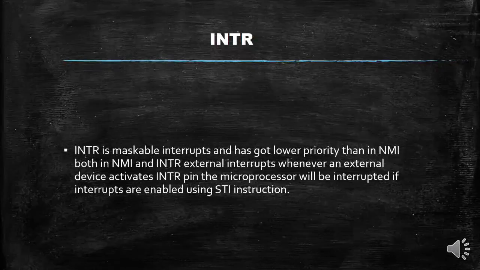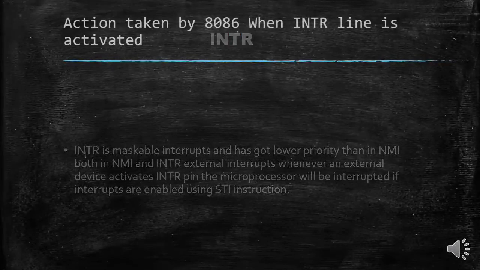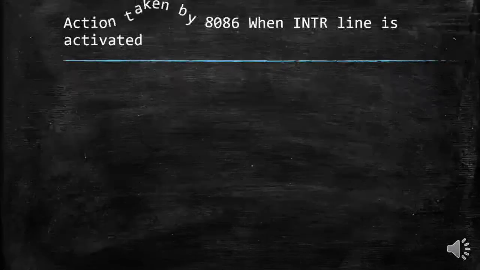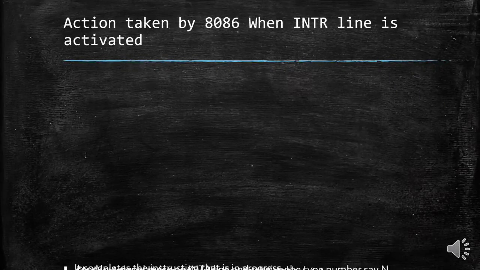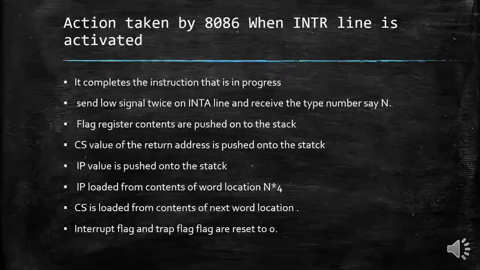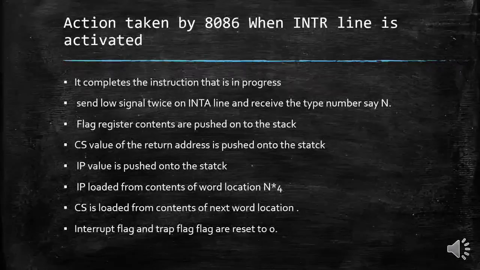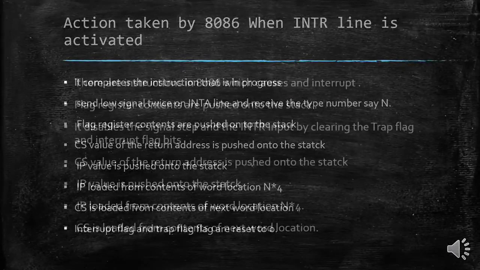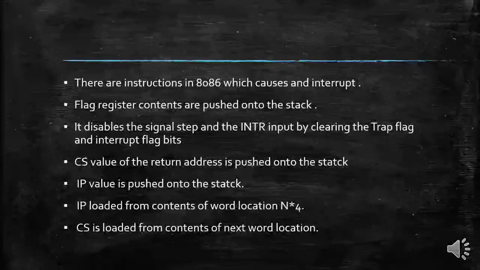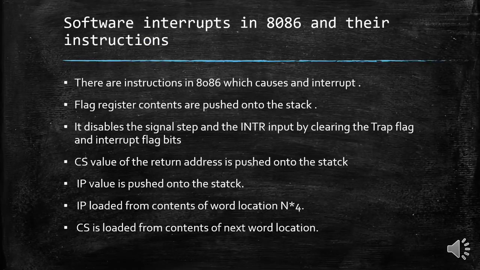IP loaded from contents of word location N into 4. CS is loaded from contents of next word location. Interrupt flag and trap flag are reset to 0. Thus the control returns back to the main program and the execution continues.